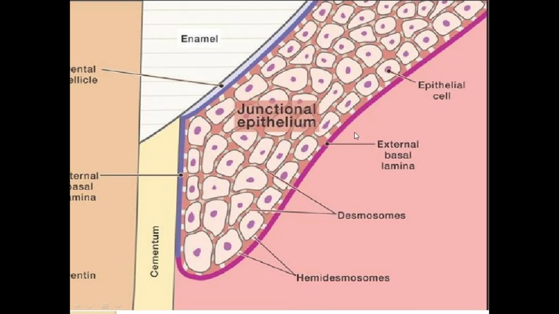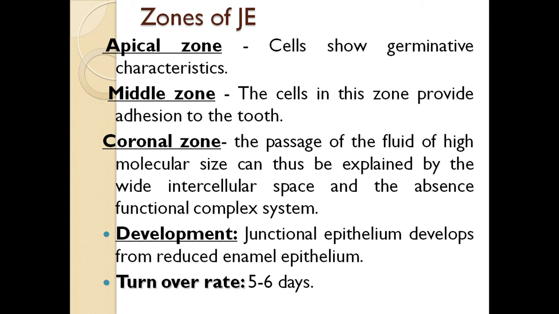Internal basal lamina, external basal lamina, and desmosomal junctions are present, and 1 to 2% of neutrophils are always present in the junctional epithelium, and this does not have any rete pegs in healthy condition. Zones of junctional epithelium: in the apical zone, cells show germinative characteristics; in the middle zone, cells provide adhesion to the tooth surface; in the coronal zone, the passage of fluid of high molecular size can be explained by the wide intercellular spaces and the absence of a functional complex system.